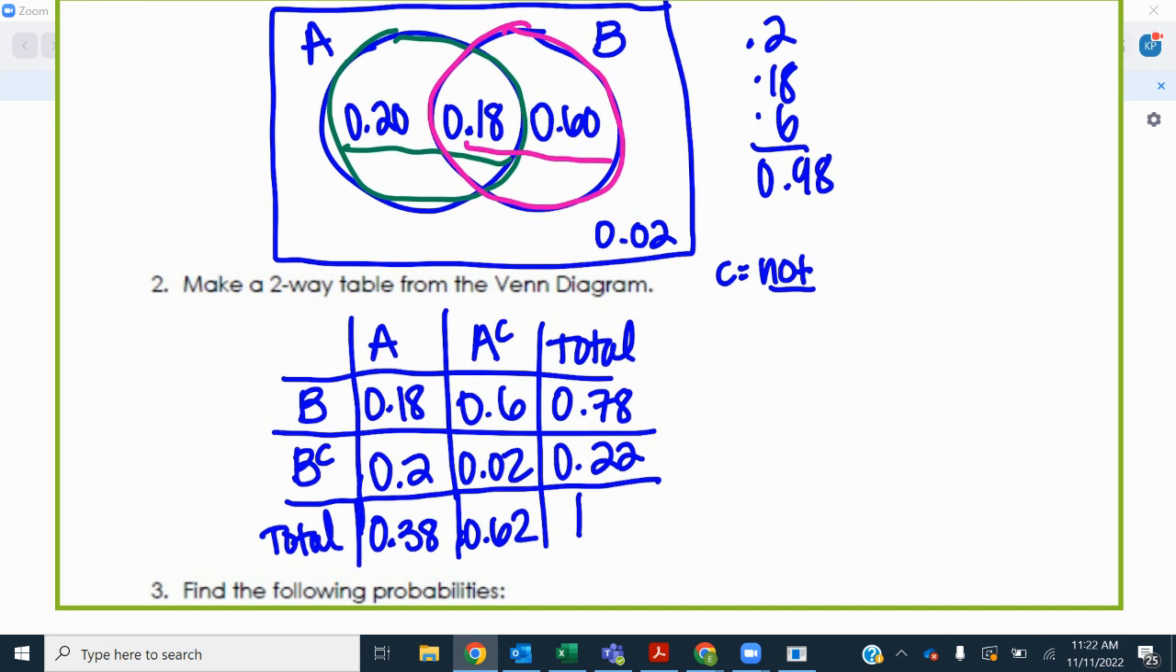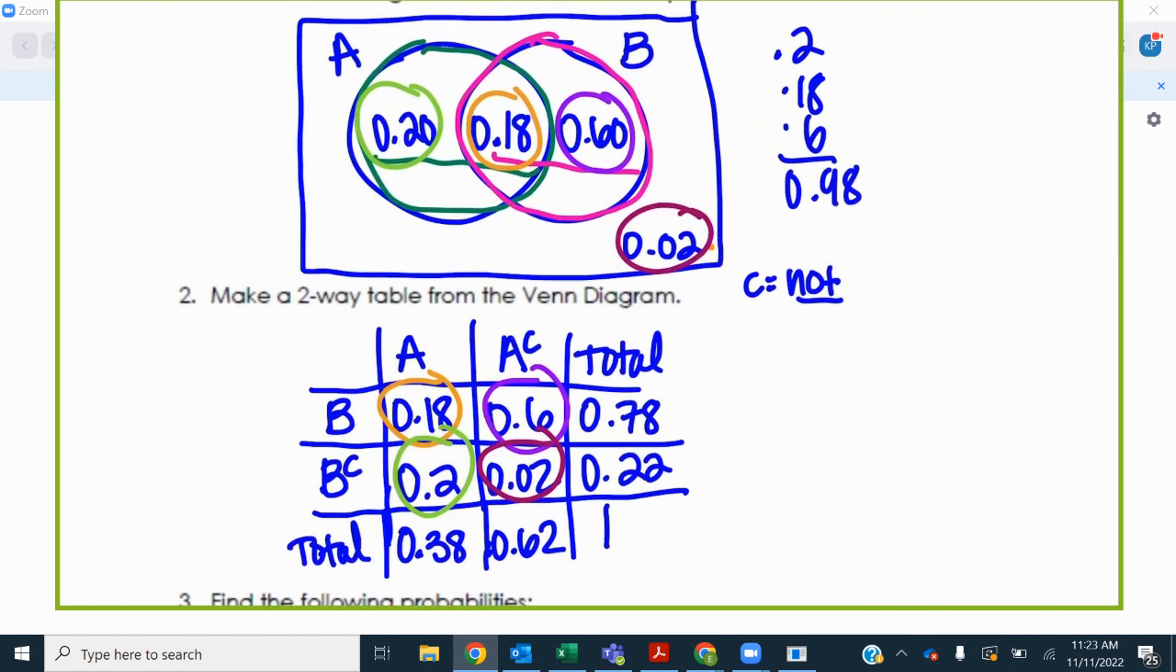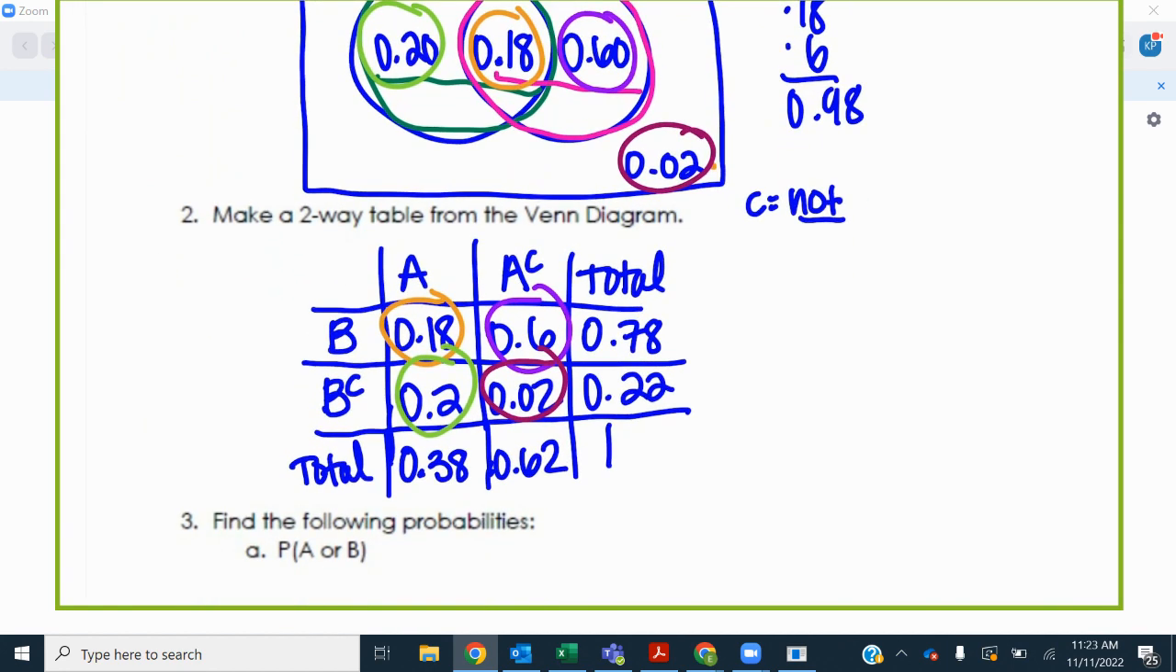So what we want you to see is that in the Venn diagram, if I use some different colors here, we have 18 here. We have, I'll use purple, 0.6 here. Let's see, green, 0.2 here. And last but not least, I'll use one more color. How about this purple? 0.02 here. So a two-way table and a Venn diagram are really best friends because they have all the same numbers in them.